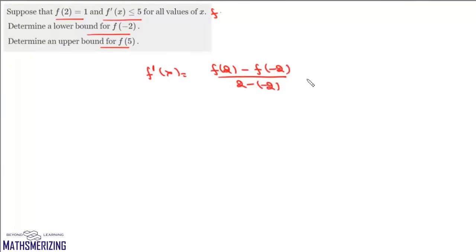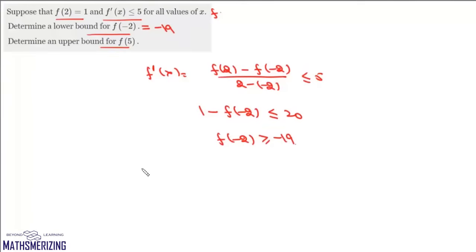Now it says f'(x) is less than or equal to 5. So we can write f(2) is 1, minus f(-2), and it will be less than or equal to 20. So we can write f(-2) is greater than or equal to minus 19. So the lower bound of f(-2) is minus 19.